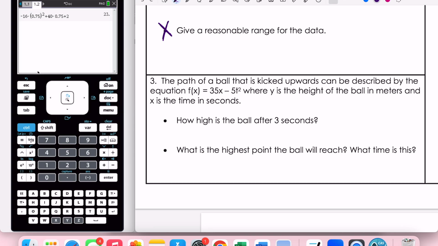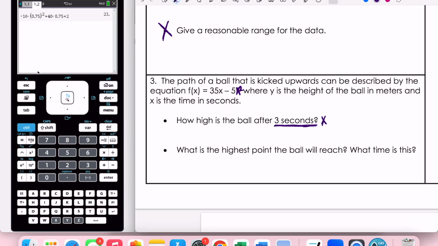Number 3: the path of a ball that is kicked upwards can be described by the equation f of x equals 35x minus 5x squared, where y is the height of the ball in meters and x is the time in seconds. How high is the ball after 3 seconds? Okay, guys, so they have already given me the equation, and I am trying to find how high the ball will be after 3 seconds. Well, seconds is my x value.